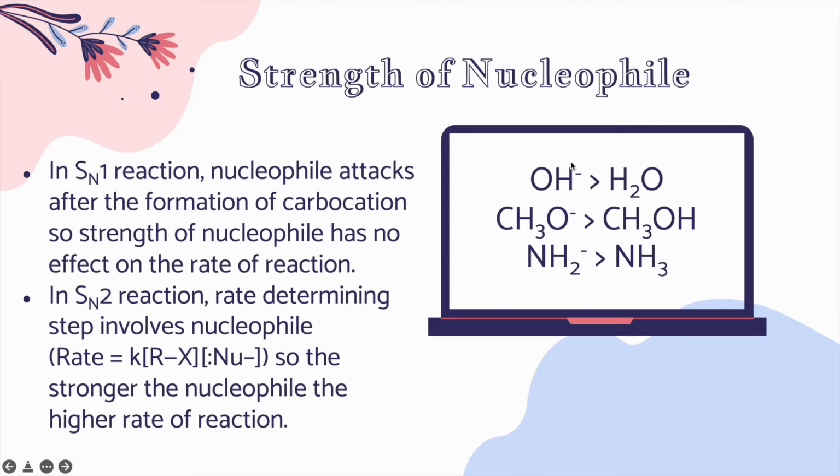So these are the nucleophiles. OH minus is stronger than H2O, CH3O minus is stronger than CH3OH, NH2 minus is stronger than NH3. This CH3O minus is not from CH3OH. This CH3O minus is from CH3ONa. This is the strong nucleophile, CH3O minus that comes from CH3ONa. The weak nucleophile is CH3OH. So this is a strong nucleophile, NH2 minus, stronger than NH3.